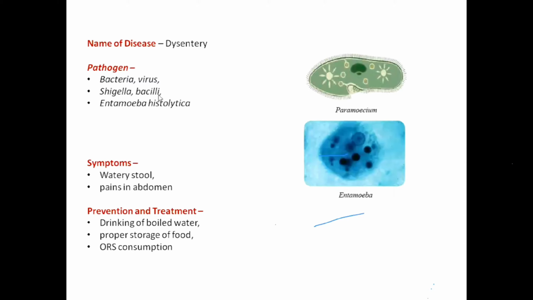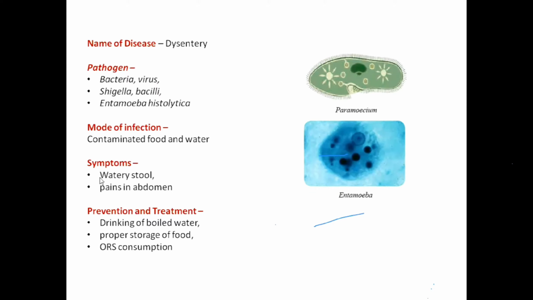Various bacteria and viruses are responsible for it. Shigella bacillus is also a certain type of pathogen, and Entamoeba histolytica is also responsible for the disease dysentery. It is a very common disease, but we have to understand that its mode of infection is again contaminated food and water. As it is related to our digestive system, it is obvious that the mode of infection is contaminated food and water. The symptom is watery stool.